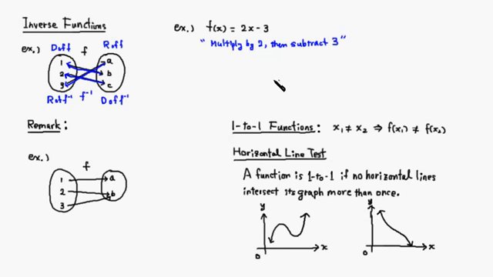Then try to reverse this process, undoing what's been done. It's just like undoing socks and shoes. If you put on a sock and then put on a shoe, you have to undo the shoe first, then undo the sock. So let's undo subtract 3. That's easy: to undo that, we can just add 3. Then we need to undo multiplication by 2, so we can simply divide by 2.